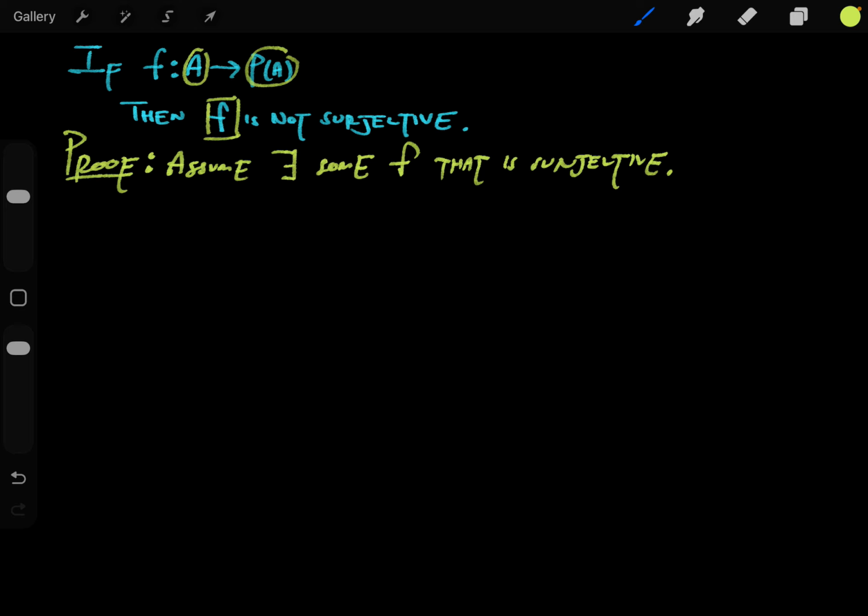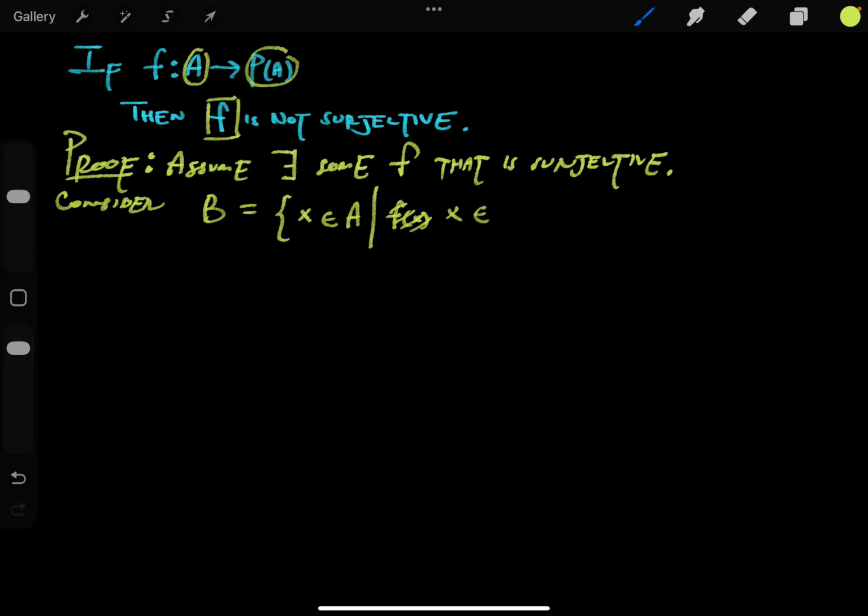And what I immediately want to understand is this set. So consider the following set. Let's define B to be a subset of A. It's all the elements x inside of A with x not contained in the subset that x is sent to under f.